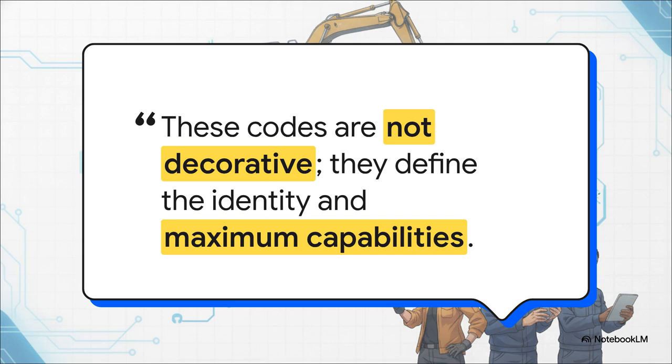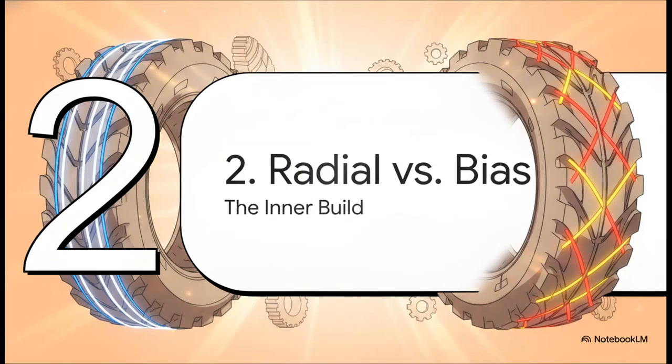The absolute core philosophy of OTR tires really just comes down to this. These codes are not decorative. They define the identity and the maximum capabilities of the tire. Understanding them isn't just some friendly suggestion from the manufacturer, right? It's the ultimate guide to the physical limits of your machine. If you try to push a tire beyond its coded identity, well, physics always wins, and the tire's going to fail, plain and simple. Let's move on to Section 2, radial versus bias construction, looking at the inner build.